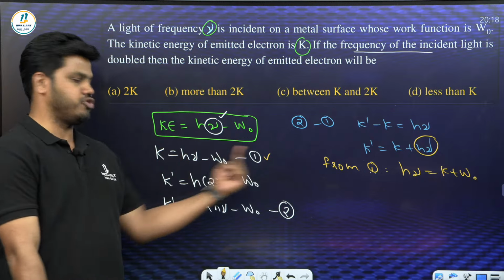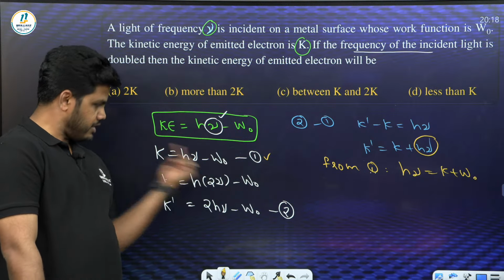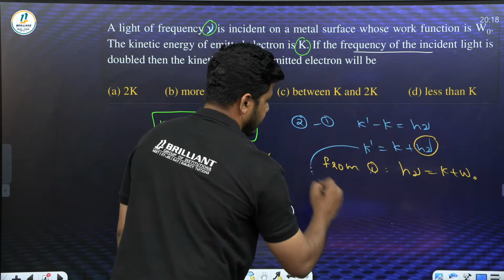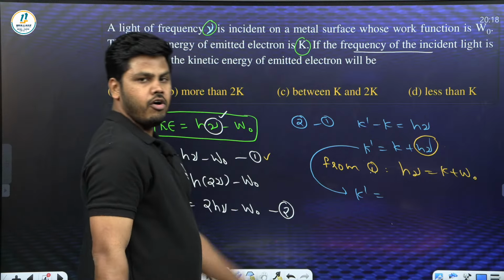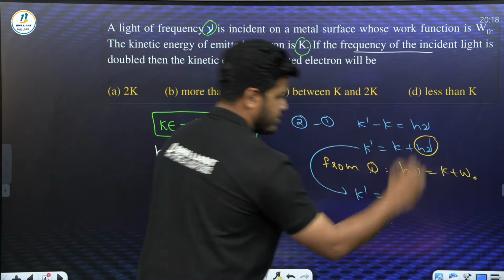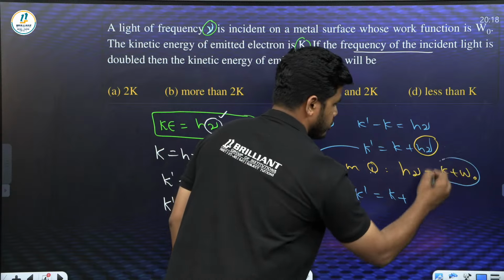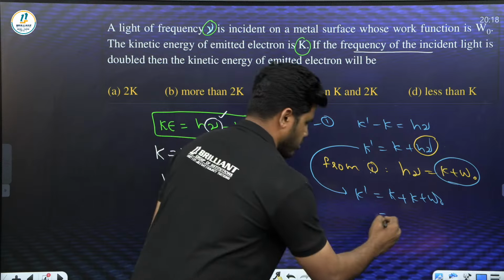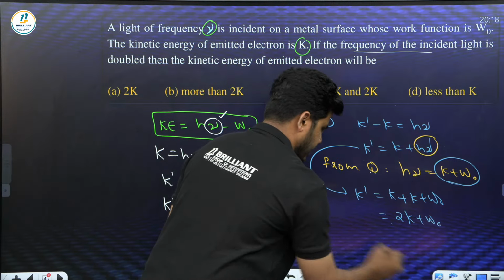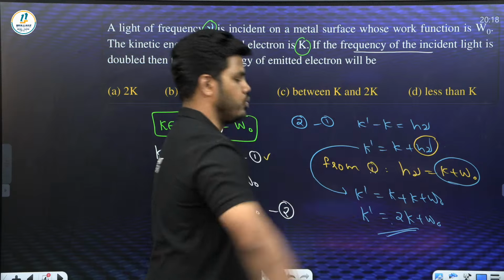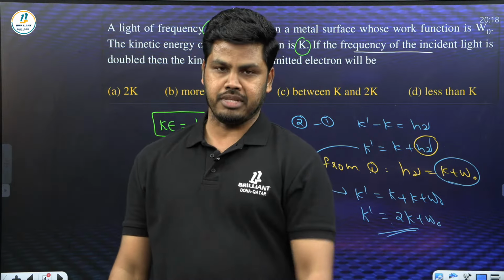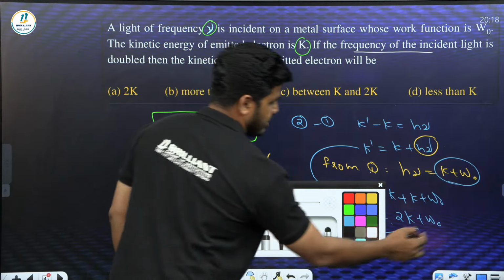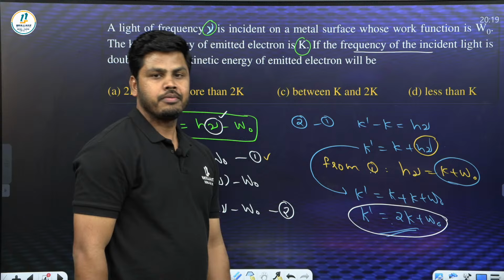First equation says K is equal to h nu minus w naught. So what is h nu from that? K plus w naught. If you substitute that h nu in the equation, we get K dash is equal to, what is K dash? Already we have a K on the RHS. K plus, instead of h nu, I should substitute K plus work function. So altogether on the RHS we get 2K plus work function. That is, the new kinetic energy is equal to 2 times the kinetic energy plus something. What is that something? Work function actually. So this is how we can relate initial and final kinetic energies.